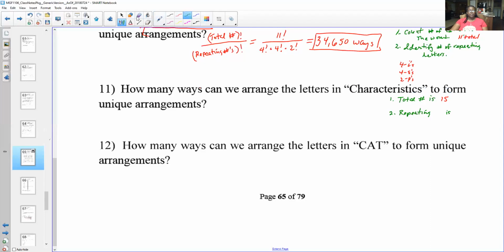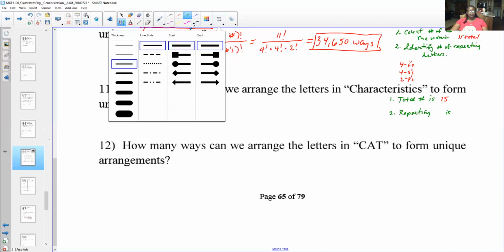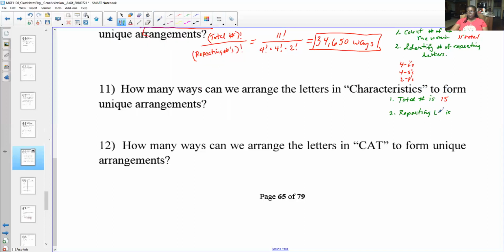I'm having much fun with this, as you can tell, right? There you go, letters.